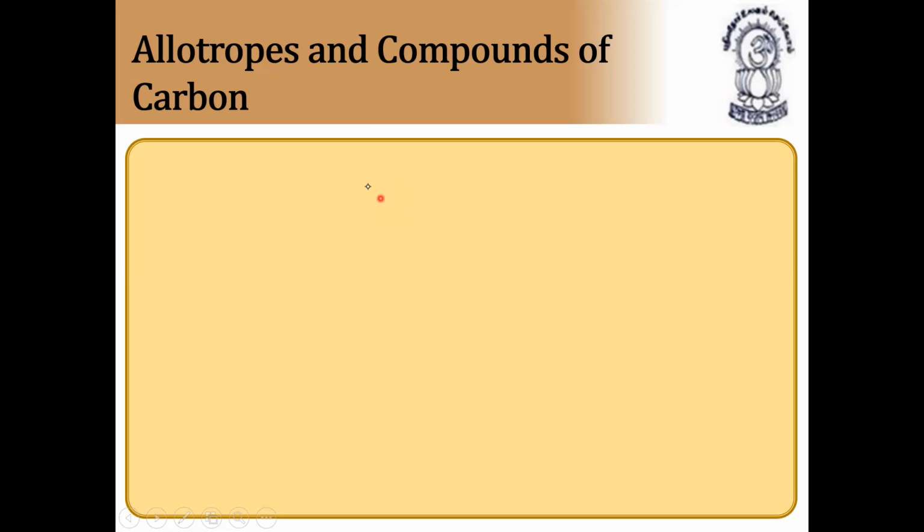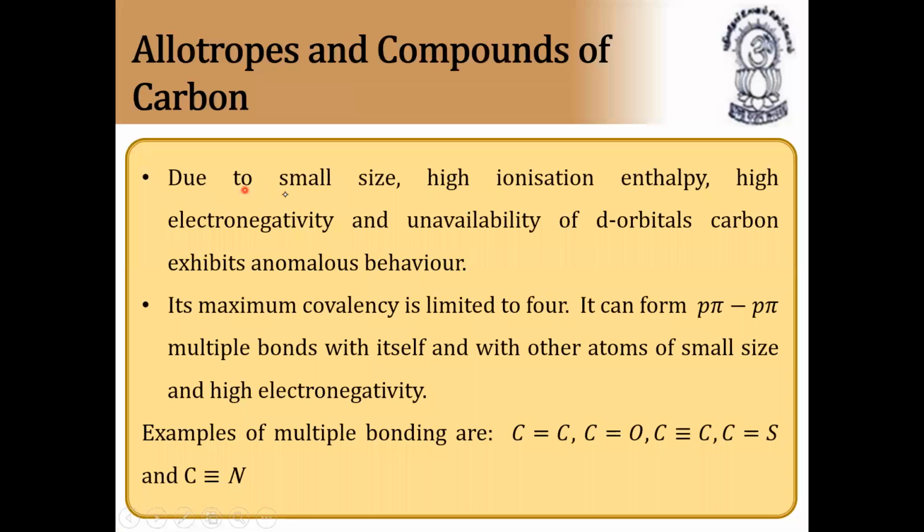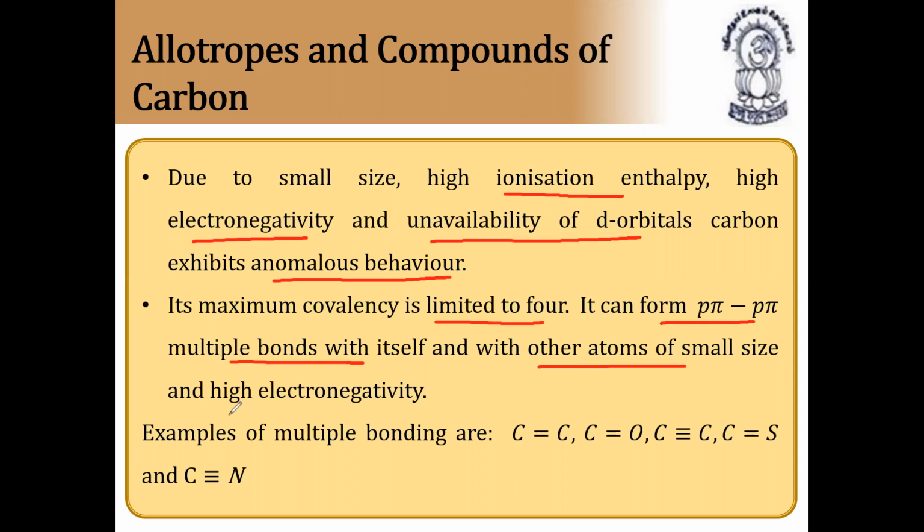Allotropes and compounds of carbon. In this lecture, we are going to learn about allotropes and compounds of carbon. Due to small size, high ionization enthalpy, high electronegativity, and unavailability of d orbitals, carbon exhibits anomalous behavior. So in this group, carbon is an exception compared to all other elements. Its maximum covalence is limited to 4. It can form p-pi bonds, multiple bonds with itself and other atoms of small size and high electronegativity.